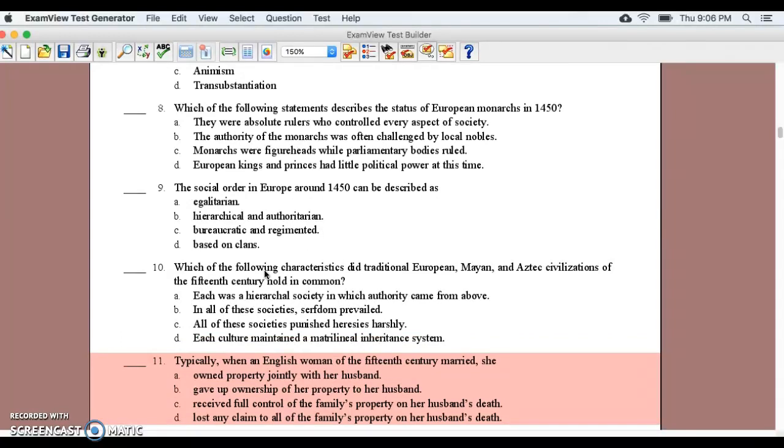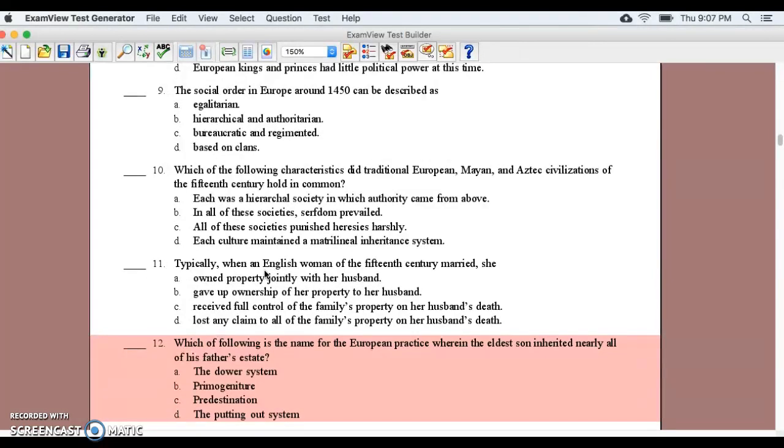Typically, when an English woman of the 15th century married, now this one's interesting. I talked about this one specifically with my daughter last week when we were reviewing for her quiz. You would think that typical English women would give up their property. But believe it or not, in England at the time, the ownership of the property was joint. It's later in America that some of these rules change. So that was an interesting one that we looked over with my daughter on Sunday night.